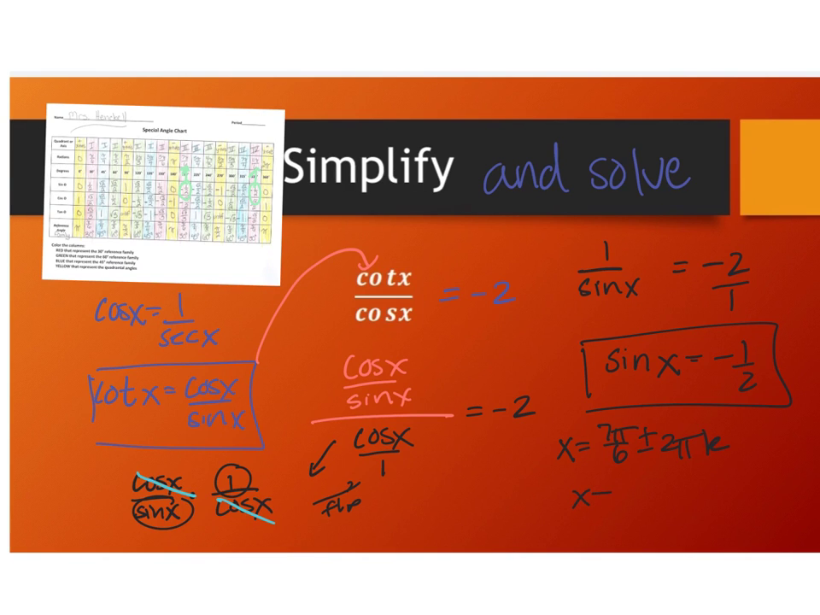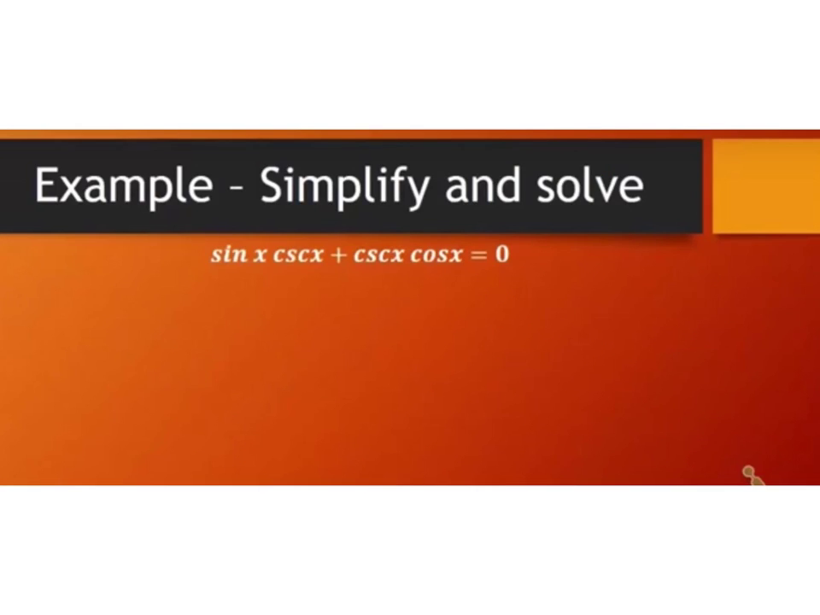And then also x can equal 11 pi over 6 plus or minus 2 pi k. All right, so here we're doing another one. Just a warning, these are going to get progressively harder. Again, the hard part about this is being creative, knowing what to switch and how to switch them so you can simplify it down to just one trig function.